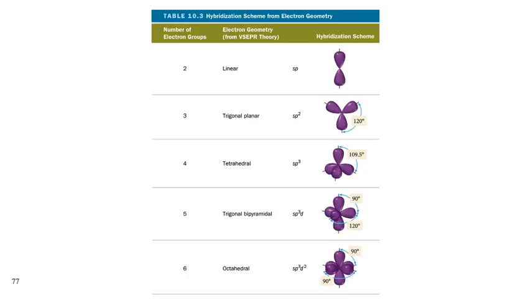Okay, so what we're going to do is we're going to look at the Lewis structure, look at the number of electron groups. So 2 electron groups, that's going to give us an sp hybridization. 3 will be sp2, 4 is sp3, 5 is sp3d, 6 is sp3d2. So basically it comes down to how many groups do you have? You're going to need that many orbitals.